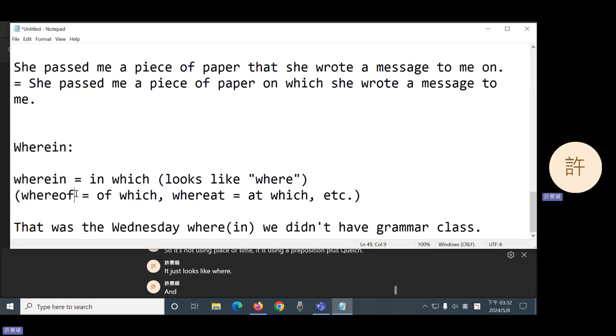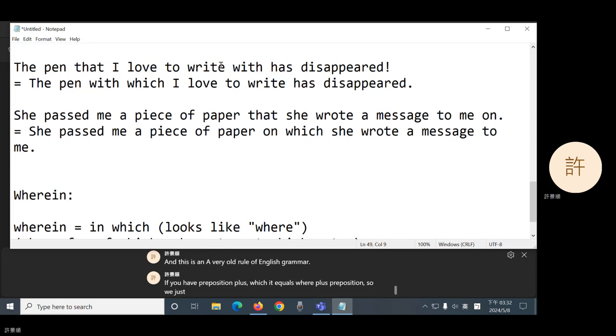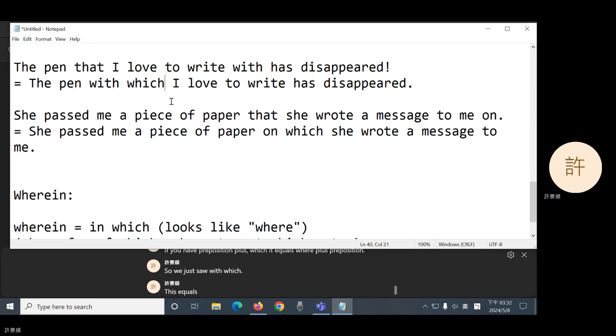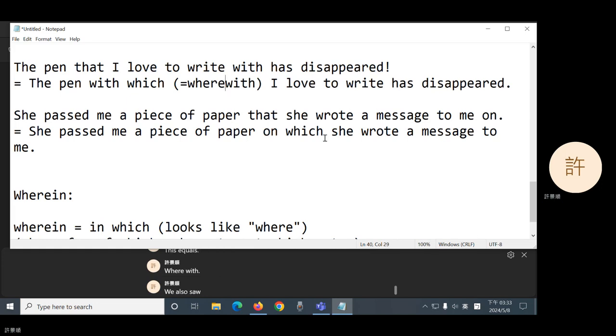And this is a very old rule of English grammar. If you have preposition plus which, it equals where plus preposition. So we just saw with which. This equals where with. We also saw on which. This equals where on. You're not going to see a where word very commonly. It's not a very common kind of word.